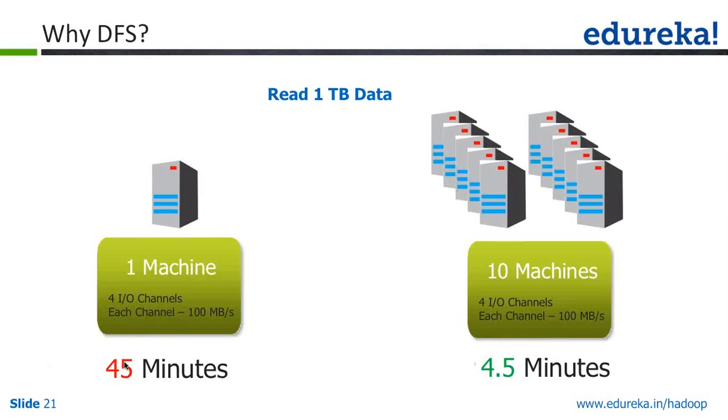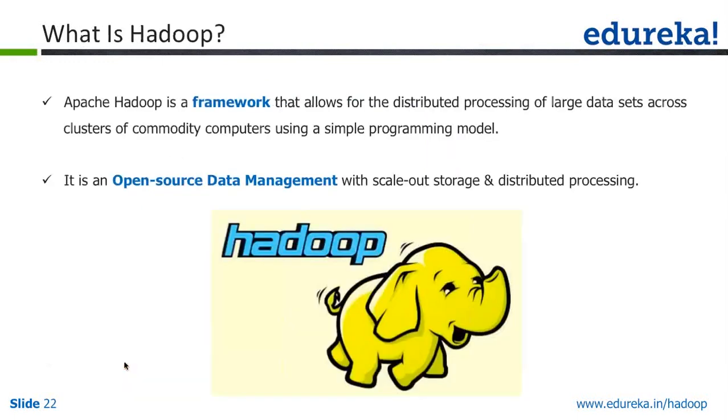Okay. Now let's look at what Hadoop is. Now Hadoop is not just a distributed file system. Hadoop is a framework that allows for distributed processing of large data sets, as we've just seen, across clusters of commodity computers using a simple programming model. Now, though I'm not a big fan of definitions, this one is a good definition. So Hadoop is a framework.